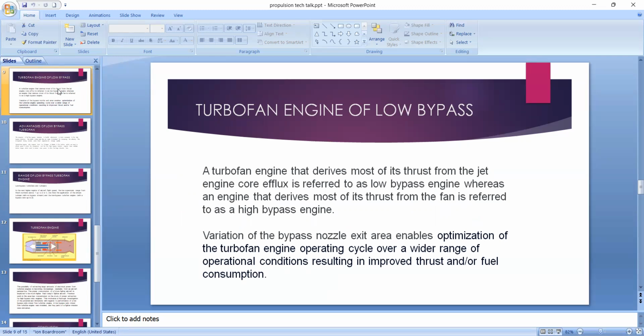Variation of the bypass nozzle exit area levels. Optimization of the turbofan engine operating cycle over a wider range of operational conditions, resulting in improved thrust and fuel consumption.